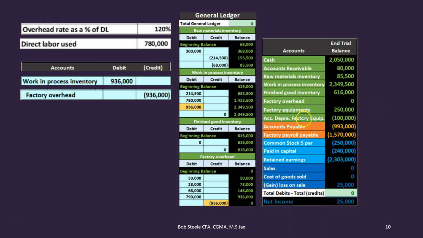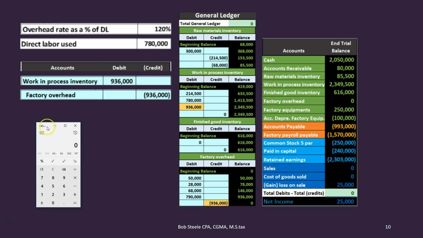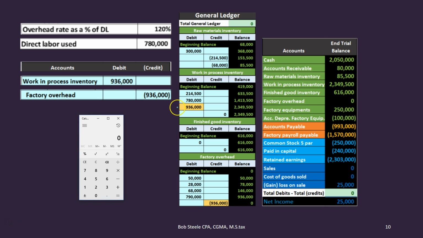How are we calculating that? Well, we had the direct labor from our last transaction. So if we have our last transaction here in the work in process, this 780,000 was for direct labor. So if we take the 780,000 times our percentage, which is 1.2, we come up to 936.